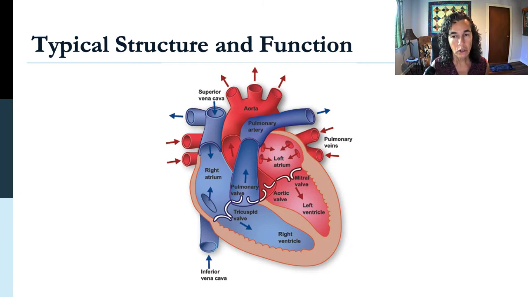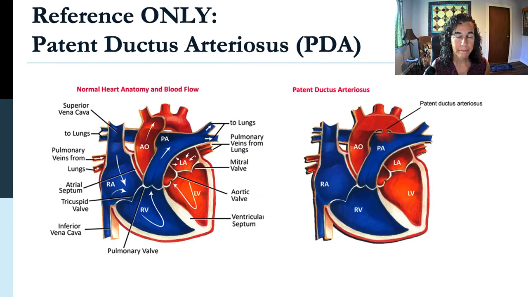Some defects go unnoticed until later in a child or even an adult's life, and some just repair themselves. So there's a variety of issues, there's a variety of treatments, and you want to have that basic info about what this kid potentially looks like.